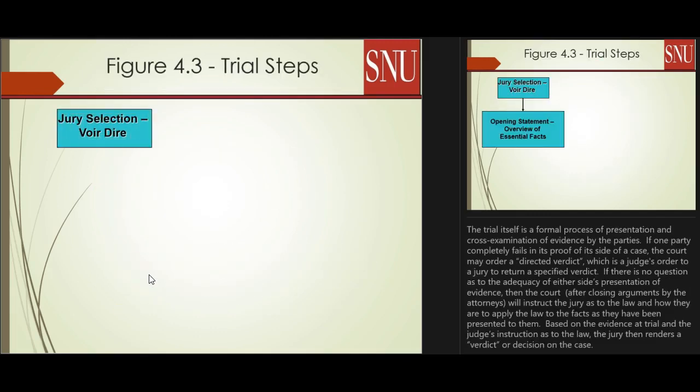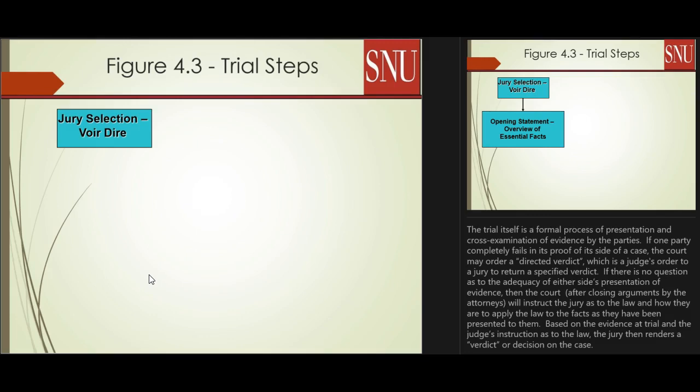Okay, now we're going to talk about the trial steps, the steps in the trial. The first thing that goes on in the trial is the attorneys get together in front of the judge and they do what's called voir dire. Voir dire is actually selecting the jury.